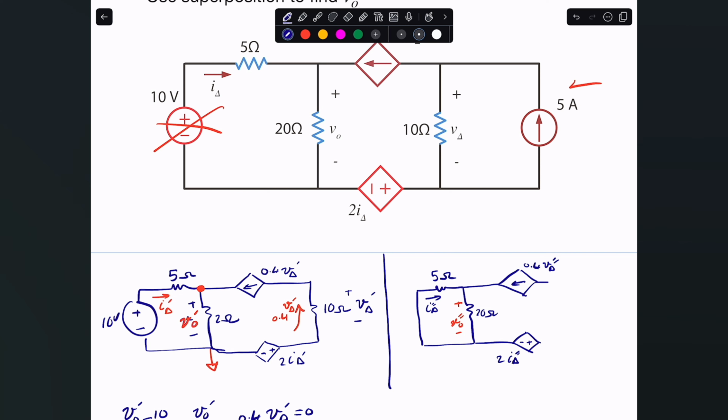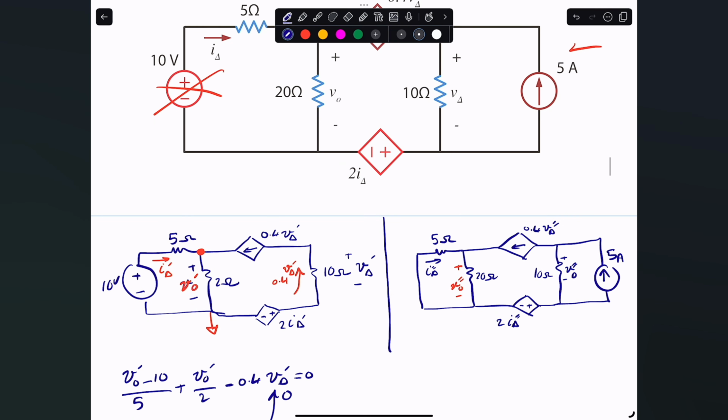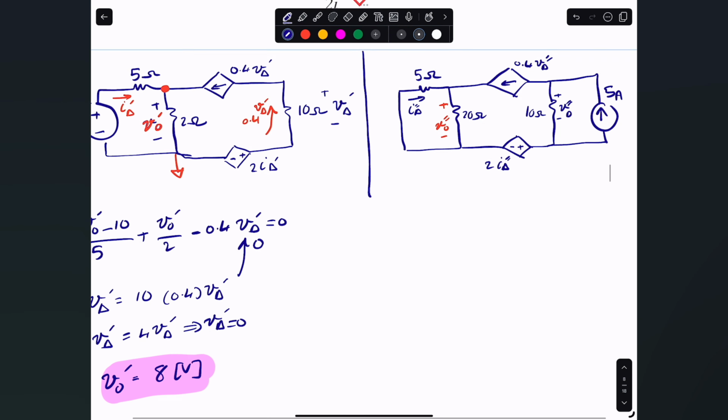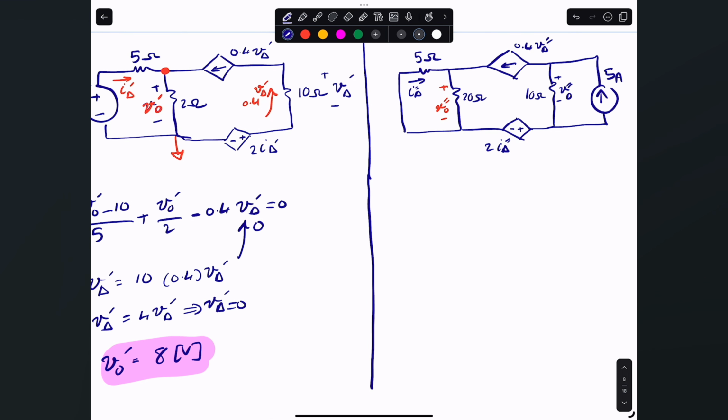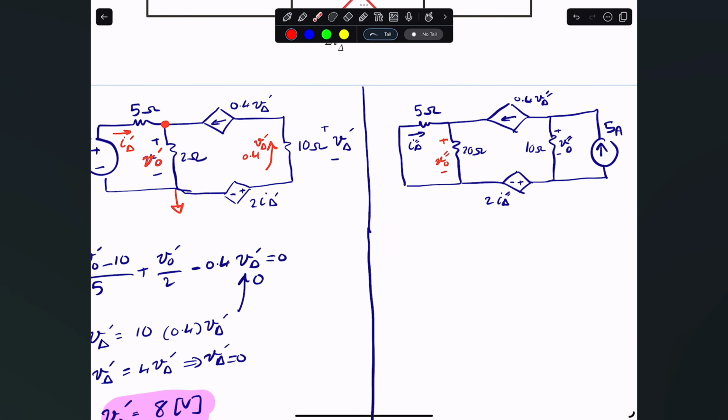All right, and then here, I believe the 10 ohm stays the same, and that's plus minus V delta prime, and this one here is 5 amps, sorry. Now what are we looking for? Well, we have to focus on this particular circuit now, regardless of what's happening in the other one. So focusing on this circuit alone, that's what we have to do. What are we looking for? We're looking for this V naught prime.